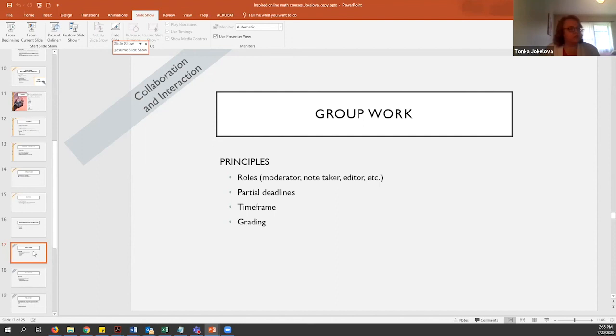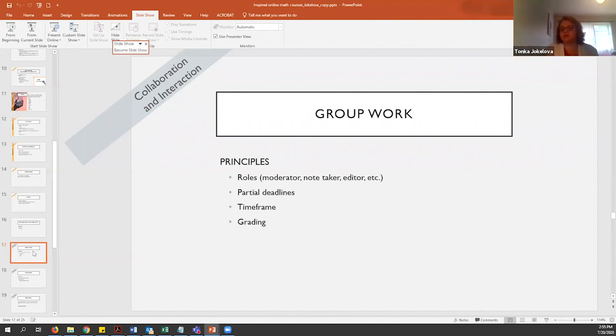Time frame, of course, is very important, scheduling time frame. And what you need to decide before the group work starts is how you are going to grade it. Are you going to give everybody in the group the same grade? Are you going to grade based on their contribution? And if they are going to be graded based on their contribution, how are you going to find out the amount of contribution that everybody had? Are they going to submit any kind of statements stating that this person contributed the most, this person was lacking, and so on?